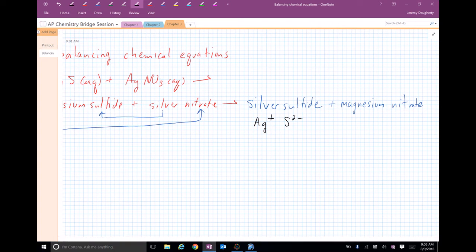So what's the formula for that going to be? How many silvers, how many sulfides? 2 silvers, 1 sulfide. And that's actually going to be a solid. We'll learn that later on.